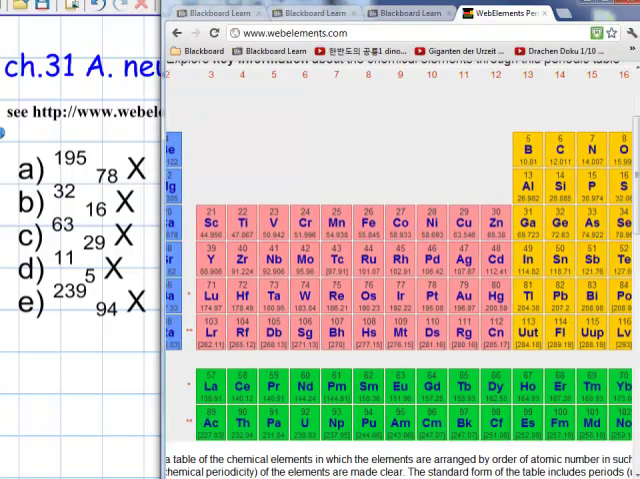And let's see, that one would be, where'd it go? Right there, platinum with 78 protons. And then here's the mass number. The 195 over here means the number of neutrons and protons combined, which means that in this particular isotope there are 117 neutrons. You subtract the two numbers. So yeah, 117 neutrons, 78 protons, and the element is platinum.